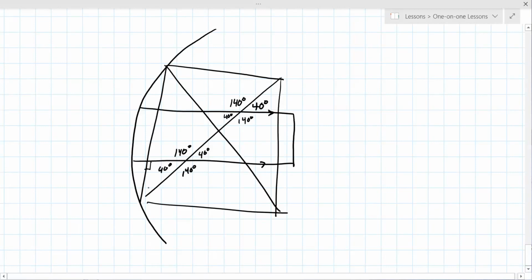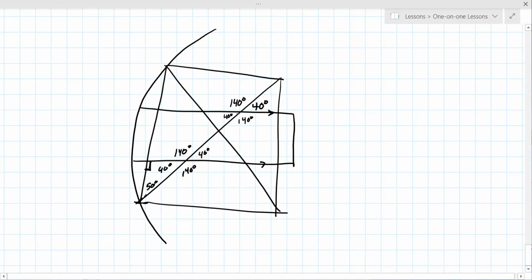So now what's the angle measured down here? This is 40. This is 90. What's this one down here? Wait, hold on. I know it's 50 degrees. It's 50 degrees. Good.